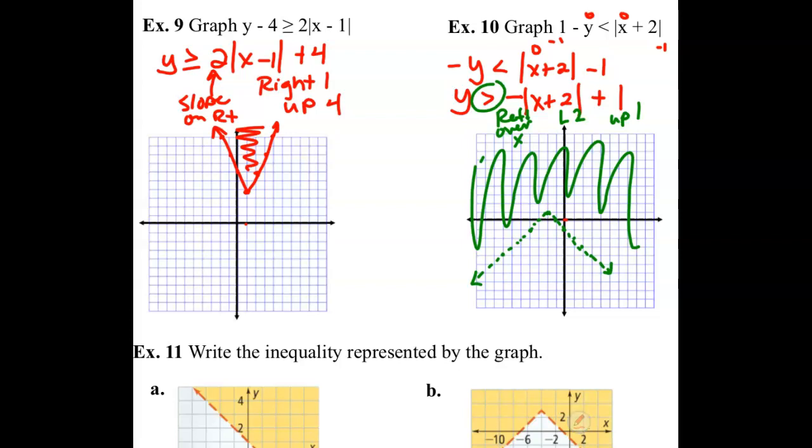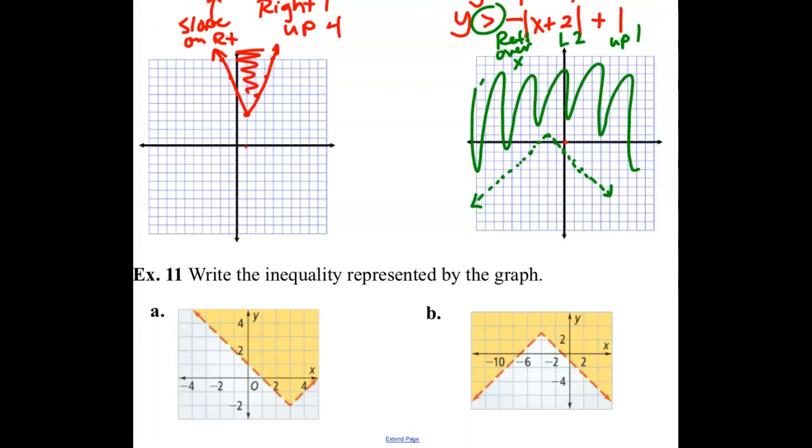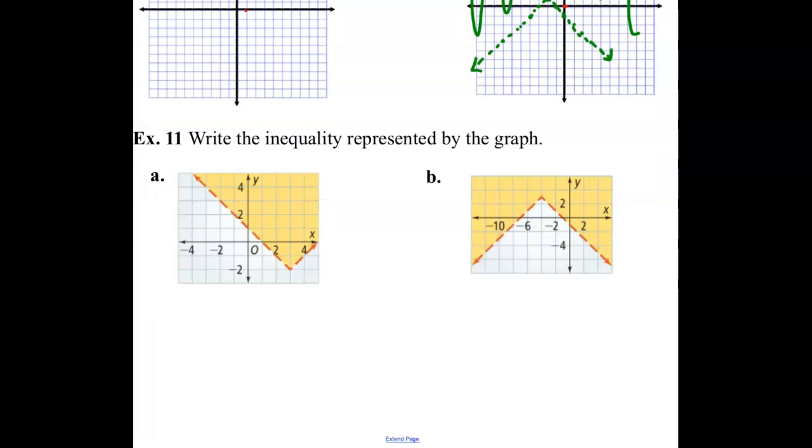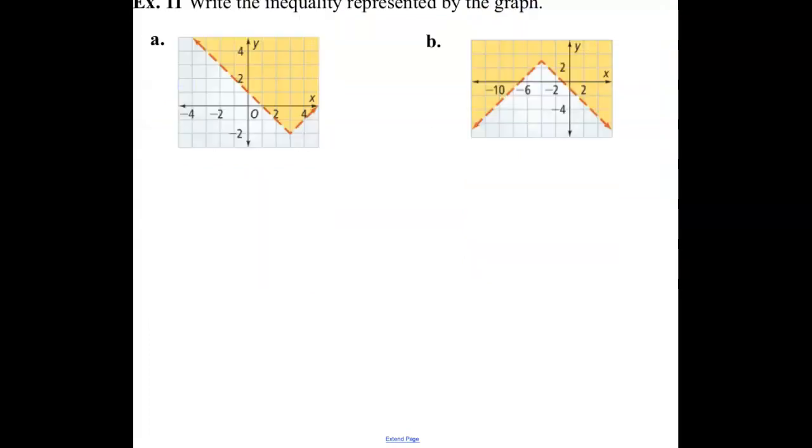Okay? All right, our last two are the reverse again. I give you the picture, you tell me the equation. So for this first one, it's dotted, which means there's no equal sign. We are shading above the V. So what kind of symbol? Greater than? All right, where have we moved it to? Our vertex. Where did it move to? It went right 3 and down 2. So right 3, down 2.